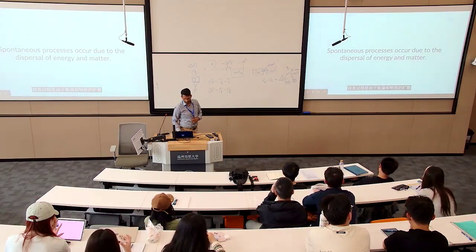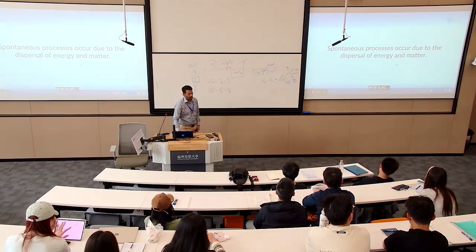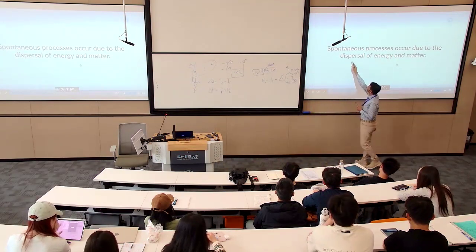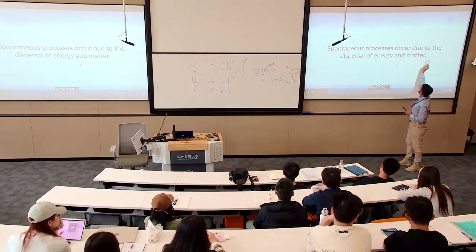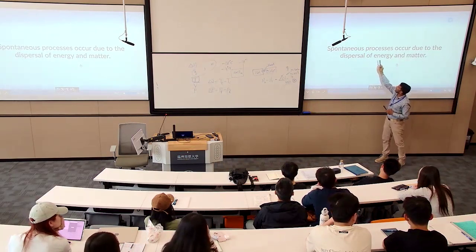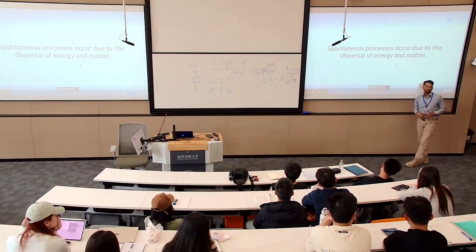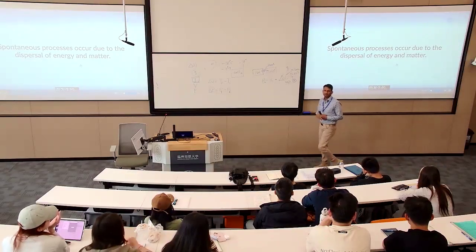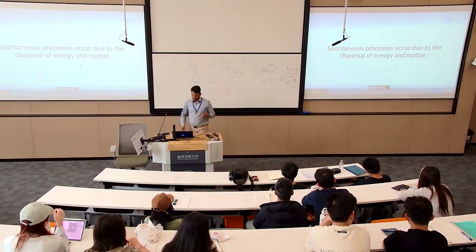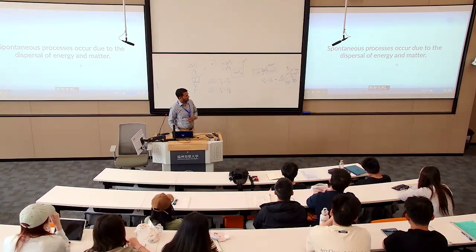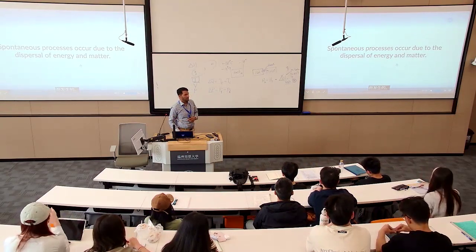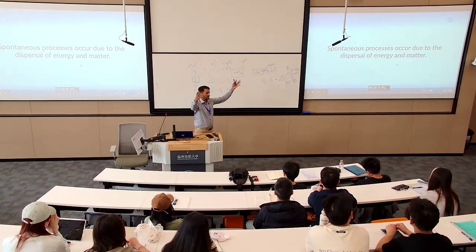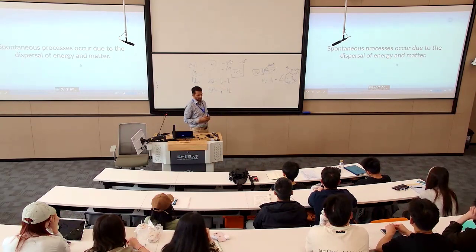Spontaneous processes occur due to the dispersal of energy and matter. So this is the main thing. The definition of entropy is actually hidden in here. Spontaneous processes occur due to these two properties: dispersal of energy and dispersal of matter. Actually, this is increasing the entropy. Entropy definition is this one, so later I will explain it. If energy is spreading or matter is spreading, it means it is a spontaneous process.